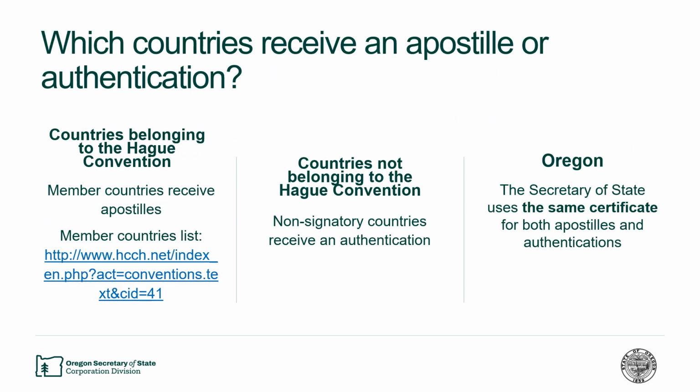Which countries receive apostilles or authentications? Countries that are members of the Hague Convention receive apostilles. Countries that are not members of the Hague Convention receive authentications. In Oregon, the Secretary of State uses the same certificate for both apostilles and authentications. It is referred to as an apostille or authentication, depending on the country to which it is being sent. We use a single certificate that meets requirements for both Hague and non-Hague countries. As we move through the next slides, keep in mind that in Oregon, the apostille and the authentication are the same universal certificate.